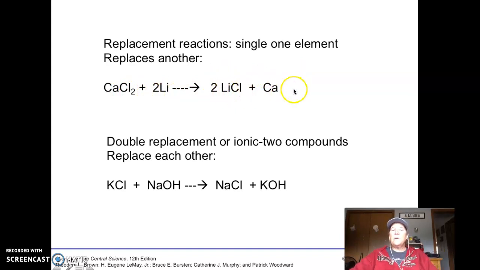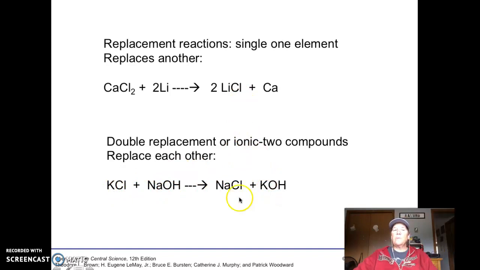Okay, a double replacement is where you start with 2 compounds and you end with 2 compounds. In both cases, you're going to start with 2 and end with 2. But here I have 2 compounds and I end up with 2 new compounds. Here I have a compound and an element and I end up with a compound and element. That's the difference between single and double replacement. So if you look here, potassium goes with hydroxide and sodium goes with chlorine. So the 2 positive ions and the 2 negative ions switch partners. That's the difference between the 2.